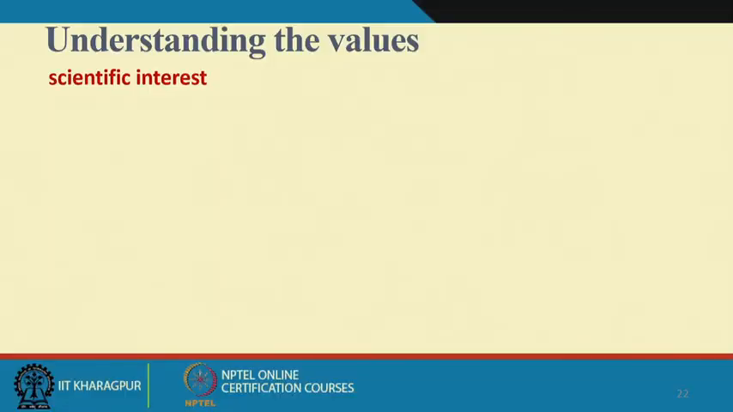Now, let us talk about the other aspect, which is called the scientific interest. So, we have come a long way from the artistic, historic and other values. Let us see the scientific interest. A very good example of this scientific interest is the Jantar Mantar in Jaipur.